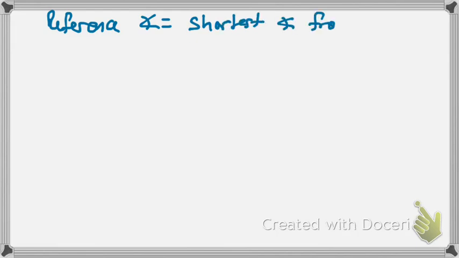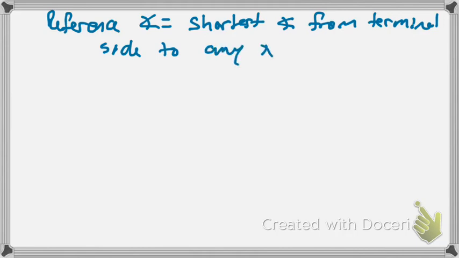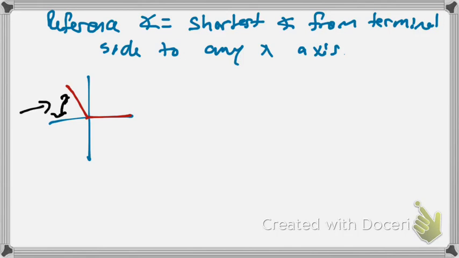Now, reference angles are really, really easy, because what a reference angle is, it's basically the shortest angle from the terminal side to any x-axis. Alright? It's the shortest distance from the terminal side to the x-axis. So basically, if I have an angle that looks like this, and it opens here and here, the shortest distance from the terminal side to the x-axis, this thing right here, is actually the reference angle. So that is the reference angle right there.